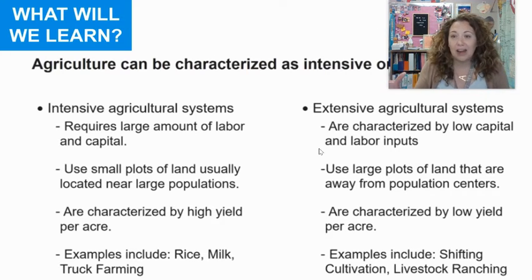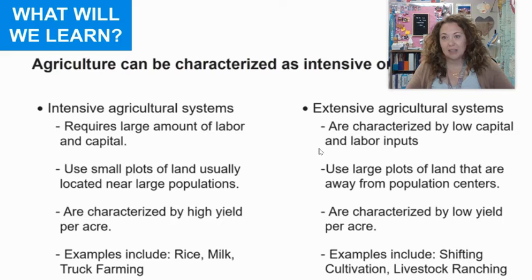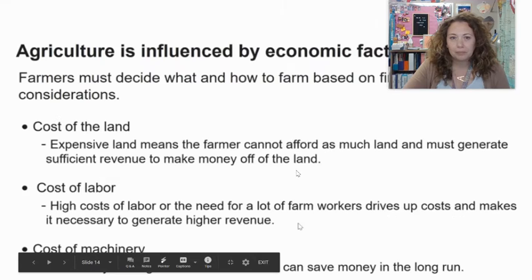Whereas extensive agriculture is low capital and labor inputs. These are going to be large plots of land away from population areas, with low yield per acre. Shifting cultivation and livestock ranching, like cattle ranching, require so much land, but not a lot of humans are needed, because once you put the cattle on the land, they just take care of themselves.